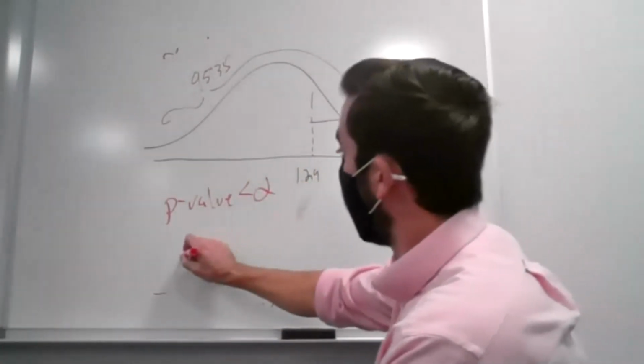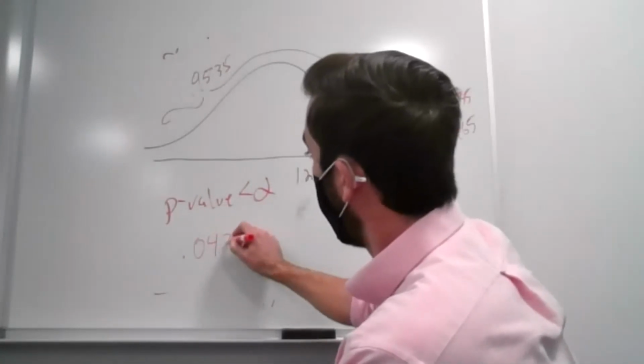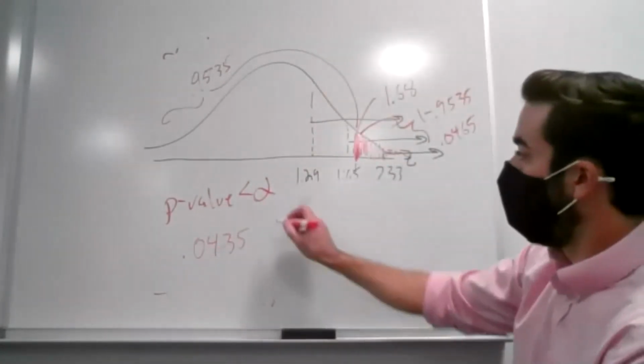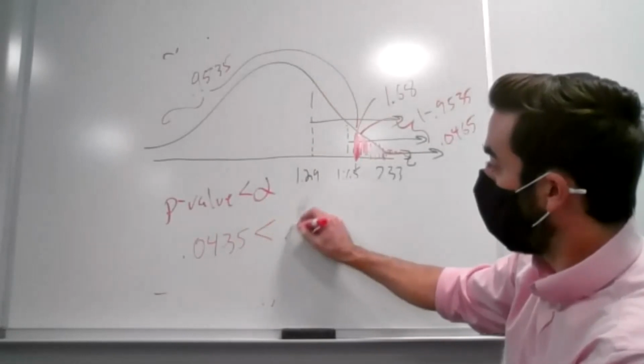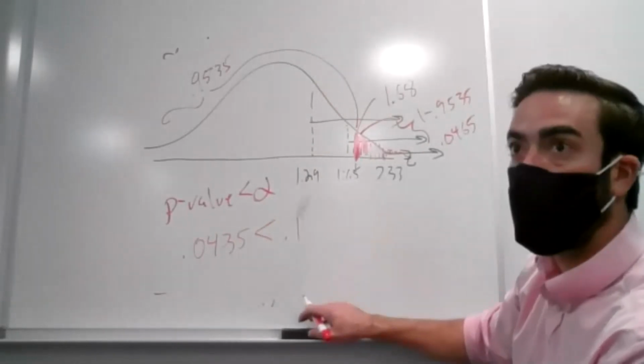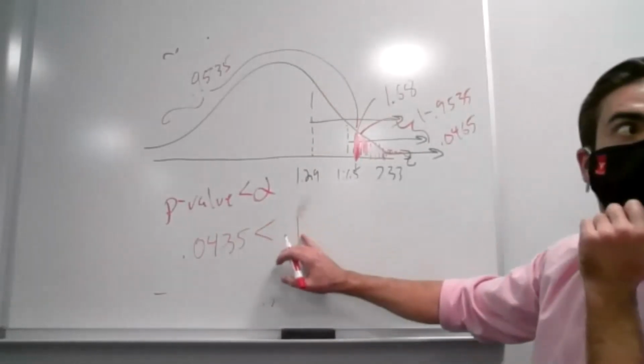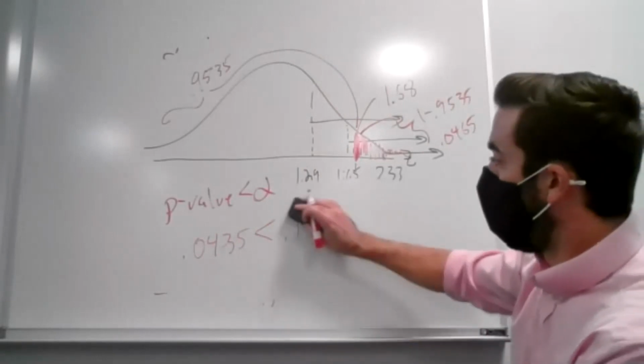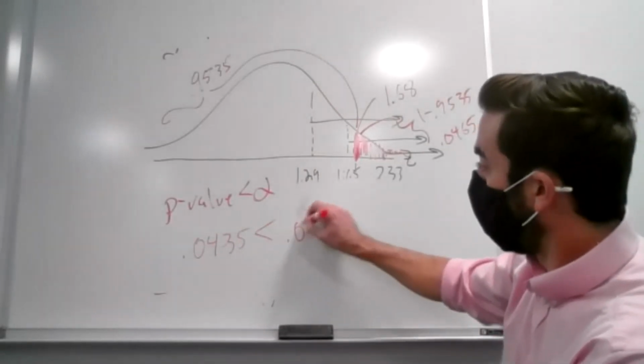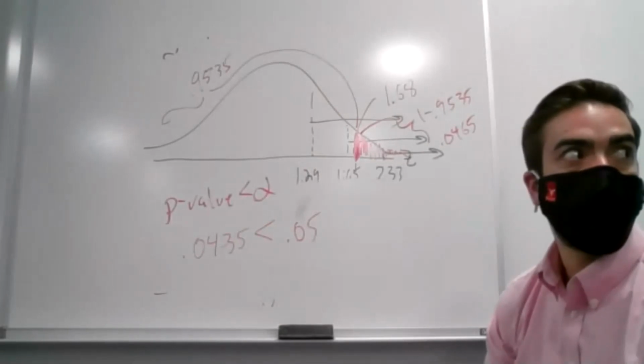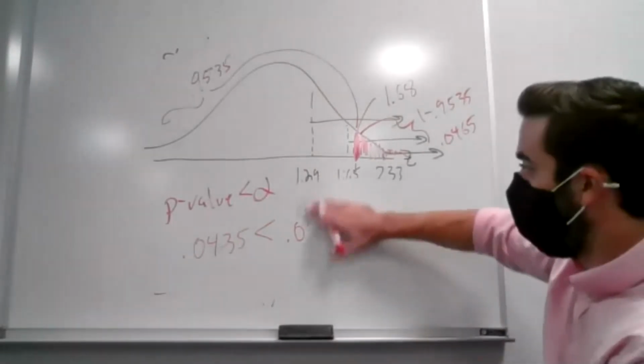So is 0.0465 less than 0.1? Yes, so I can reject at the 90% confidence level. Is it less than 0.05? Yes, so I can reject at the 95% level.